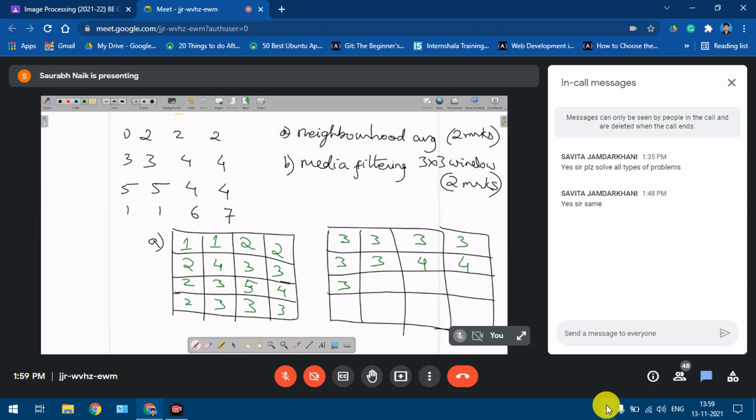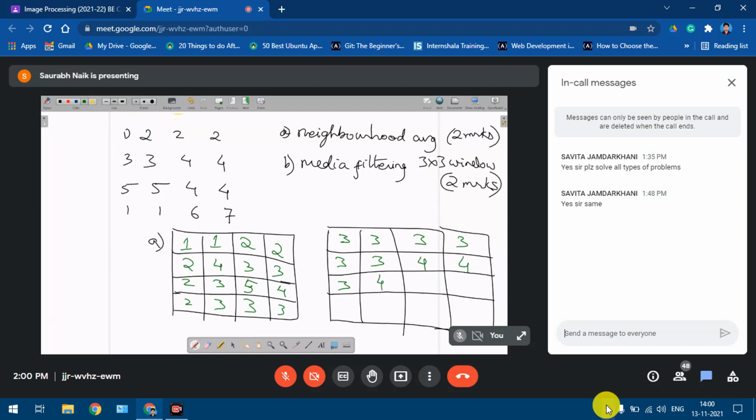At 2 comma 1, that is this particular pixel, I have the list as 1, 2, 3, 4, 5, 6, 7, 8, and 9 numbers. So when I sort this, I'll get 1, 1, 3, 3. That is, this 3 is the fourth number. The fifth number will be 4. So my median over here will be 4.